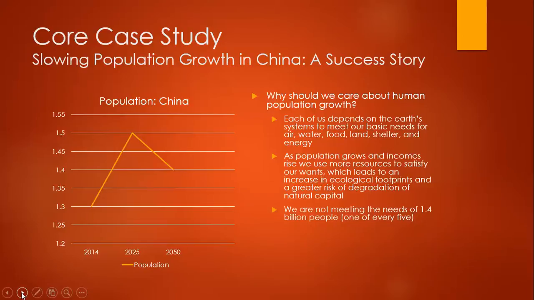One of the interesting facts in this core case study that I read at the beginning of the chapter was that currently we're not meeting the needs of 1.4 billion people on Earth, so 1 out of every 5. What you need to ask yourself is, if we're failing to meet the needs of 1 of every 5 people right now, what are we going to do in 2050 when there are projected to be 2.7 billion more people than there are right now?